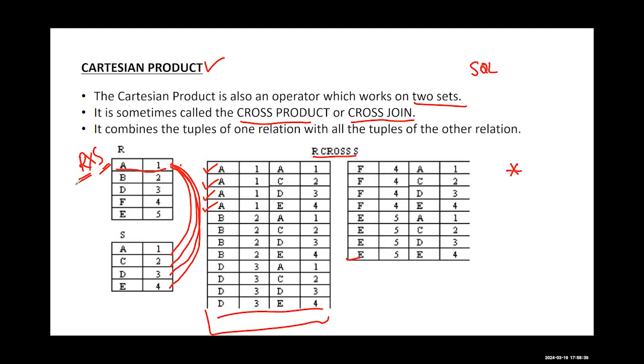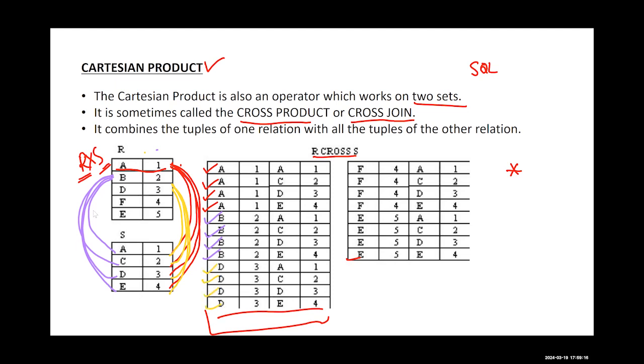Next, once I have completed the first row or tuple, I will start with the second tuple. So B2, I will multiply with A1, B2 C2, B2 D3, B2 E4. Okay, I hope you're understanding this. You can write it down simultaneously when I'm explaining. Next, I'll go to the third one, D3 A1, D3 C2, D3 D3, D3 E4.